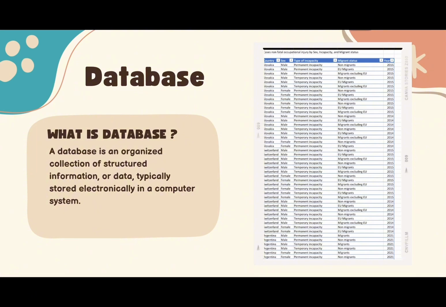The topic of our data is case non-fatal occupational injury by sex, incapacity, and migrant status. In this data, we can see it has 5 columns. The first one is country, and then sex, type of incapacity, migrant status, and last one is year. This database is very important if you want to make a dashboard.